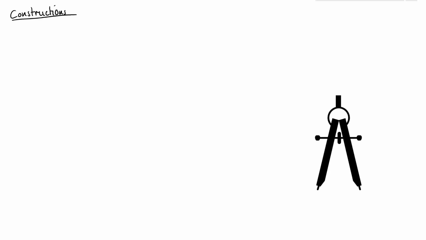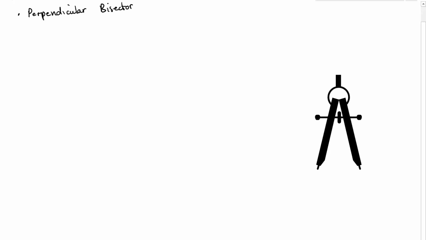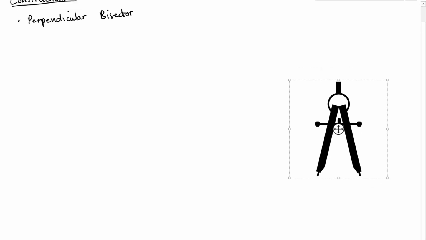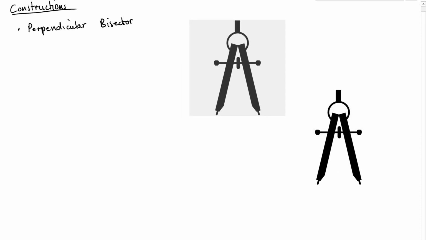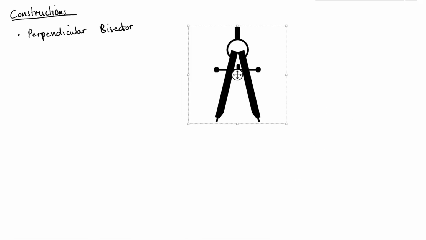Constructions tend to be quite a practical use of maths, and we need to know how to construct a few different things. The first thing we need to know is how to construct what we call a perpendicular bisector. A perpendicular bisector just means we're going to take a straight line and use a compass to divide the line exactly in half.